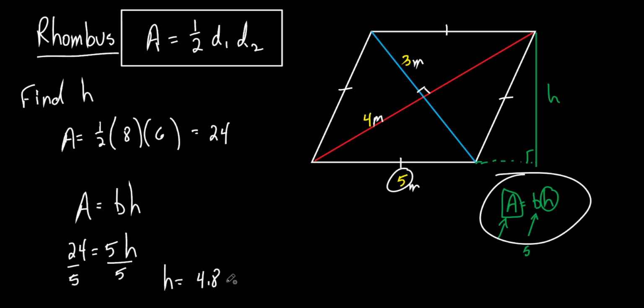So what's the height? 4.8 what? Meters. What was the area? 24 what? Meters squared. And there you go. You found the height. So that one was definitely trickier than the other ones. The other ones were really straightforward, hardly had to think about it. You just plugged it into a formula, worked it out. But this one you had to think a little bit, myself included.